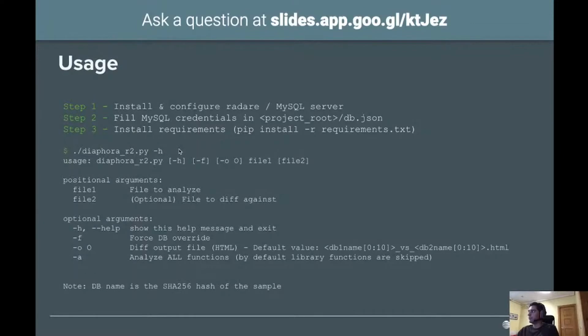It's pretty straightforward. If you pass it a single file, it will analyze that file, generate the Diaphora database for that file, and exit. The database name will be the SHA-256 of the sample to avoid collisions in names. And if you send two files to the script, it will analyze both of them and generate both databases, and then compare the databases using the Diaphora algorithms.